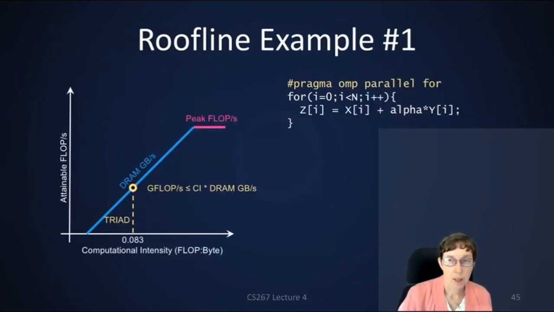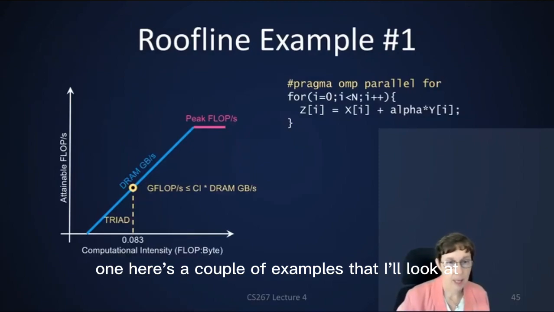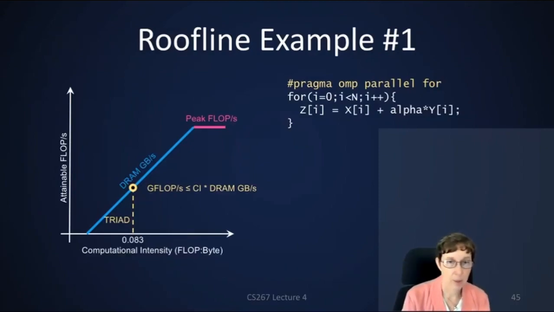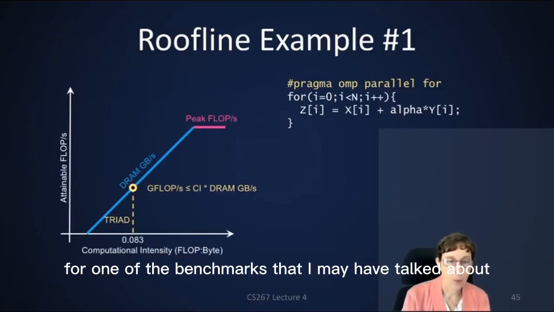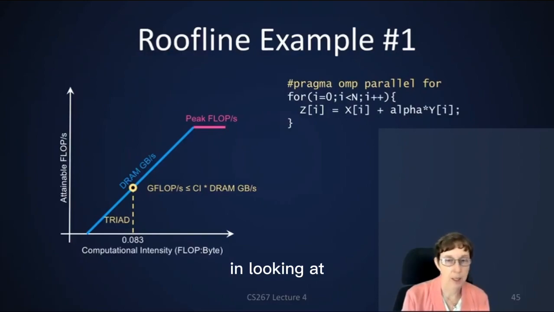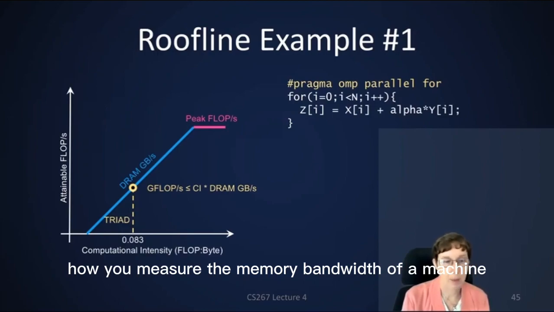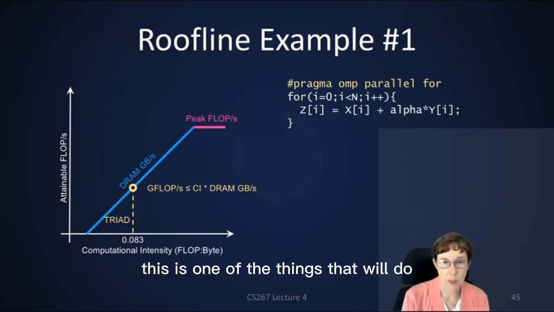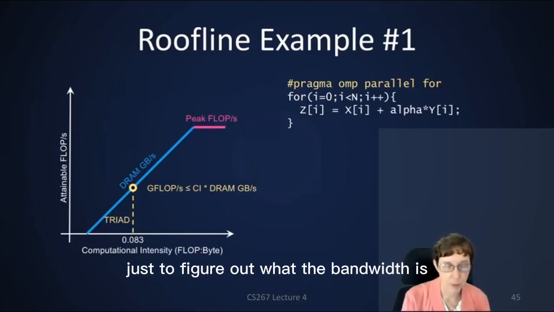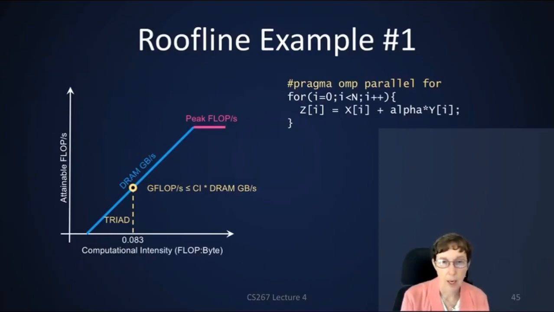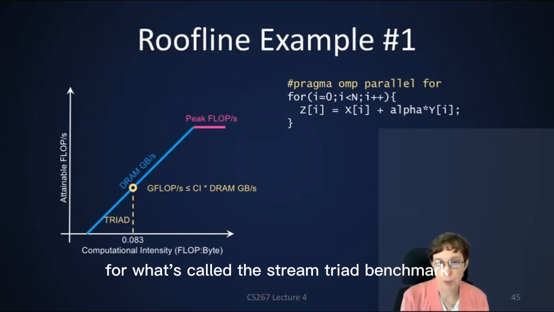So here's a couple of examples that I'll look at. The first one is for one of the benchmarks that I may have talked about, looking at how you measure the memory bandwidth of a machine. This is one of the things that we'll do, to run this benchmark just to figure out what the bandwidth is. And this is a little OpenMP loop for what's called the stream triad benchmark.